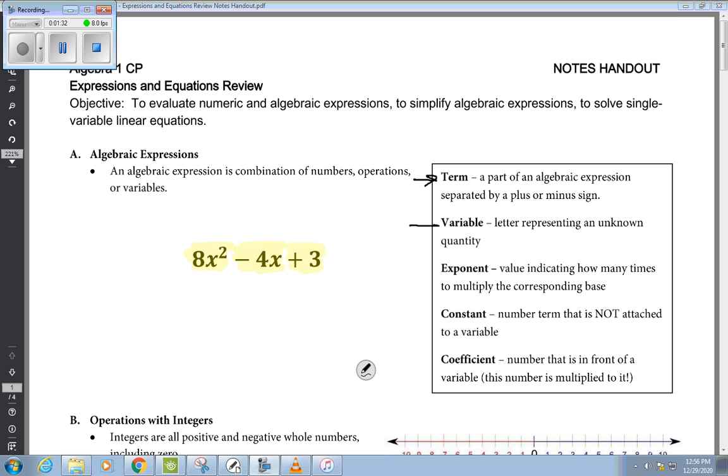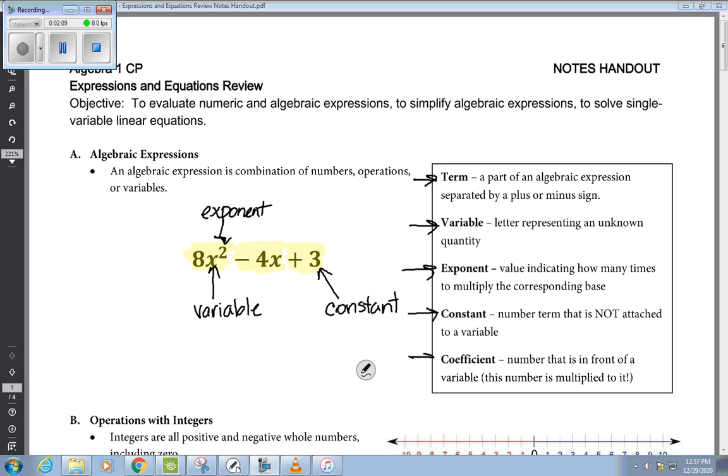So you have 3 separate terms. The variable is the letter that represents what you don't know. So in that case, x represents your variable. Exponent, value indicating how many times to multiply a base. So the 2 here is your exponent. That's telling you to take x and multiply it twice. So that's x times x. Constant is a number that is not attached to a variable, which in this case would be the 3.